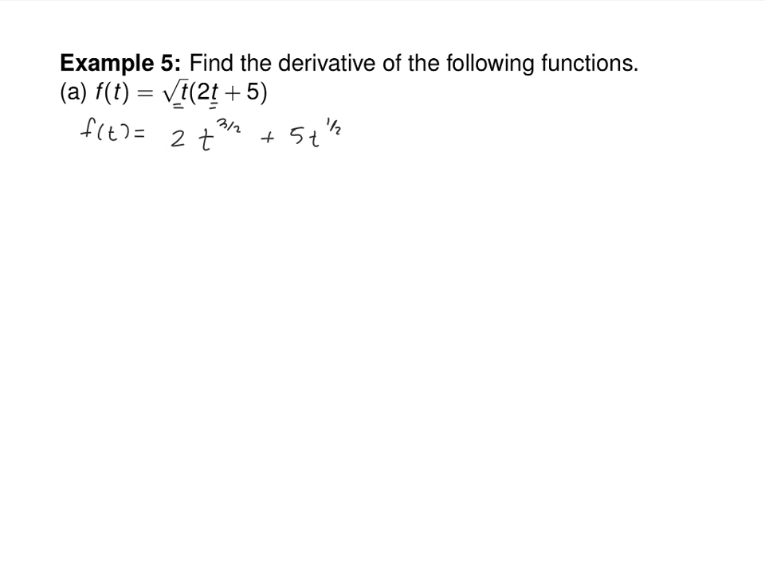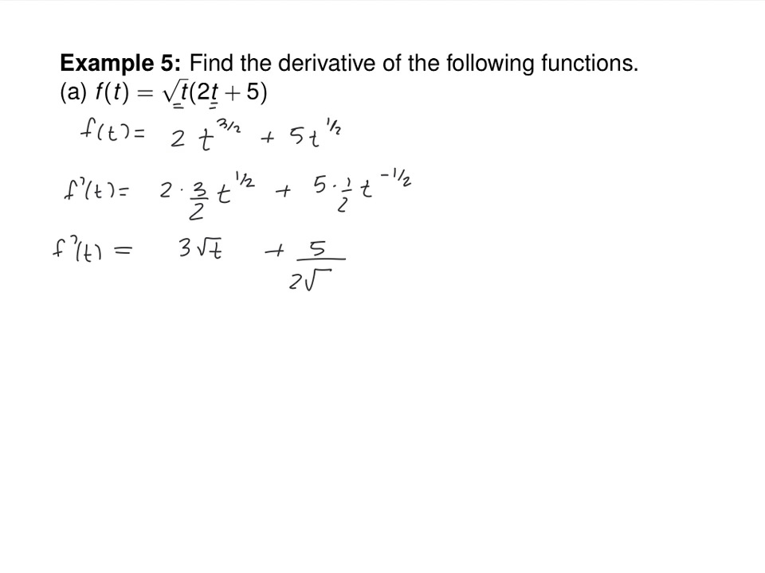And then do you need the product rule? No. So then f prime of t will be 2 times 3 halves t to the 1/2, because it's 3 halves minus 1, plus 5 times 1/2 t to the negative 1/2. And I do want you to get common denominators. Like I'll make you do it in your quizzes about homework and WebAssign. Depends what the answer key says. This will be 3 root t plus 5 over 2 root t.